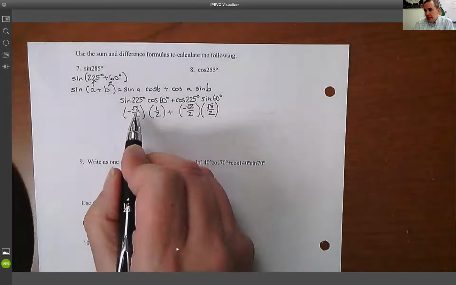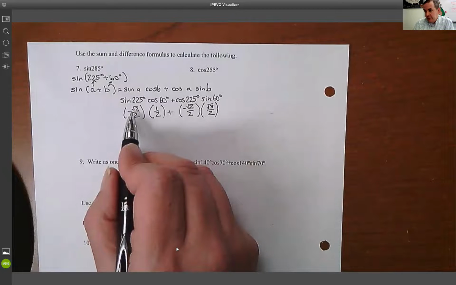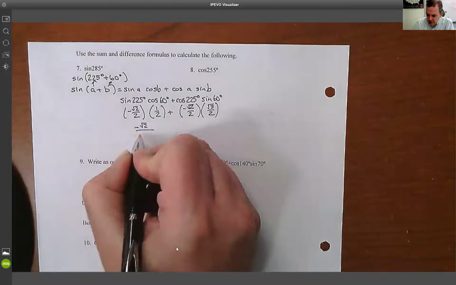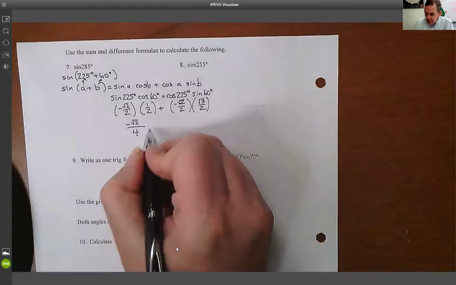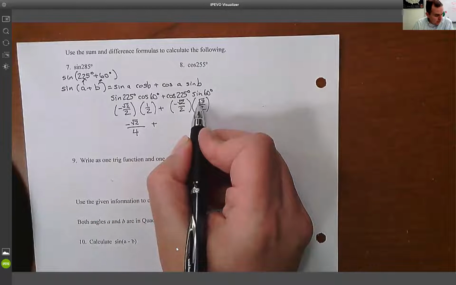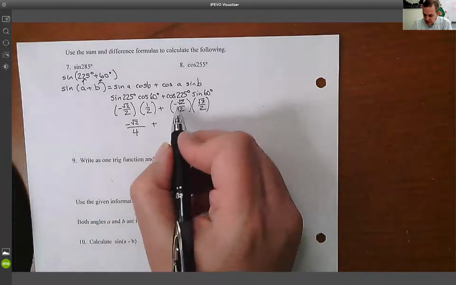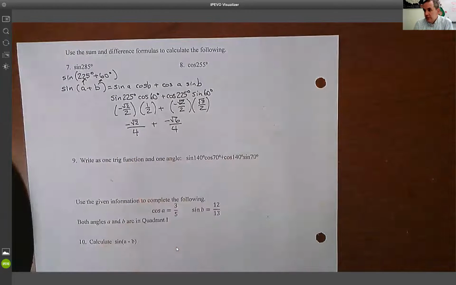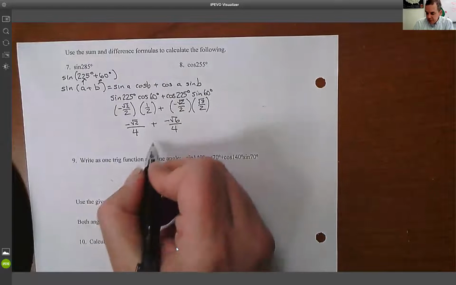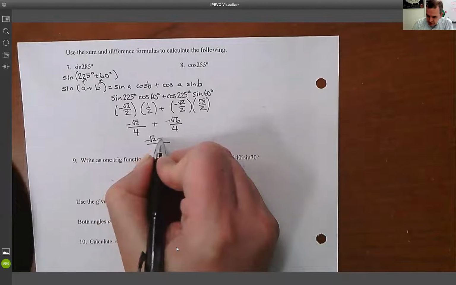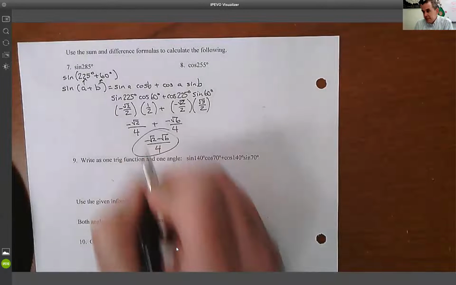Now multiplying these, I multiply across the top, so negative root 2 times 1 gives me negative root 2. 2 times 2 gives me 4. Now I have negative root 2 times root 3, which gives me negative root 6 over 4. Same denominator, so I can put them back together. There's a 4. It'll be negative root 2 minus root 6 over 4. That's my answer.